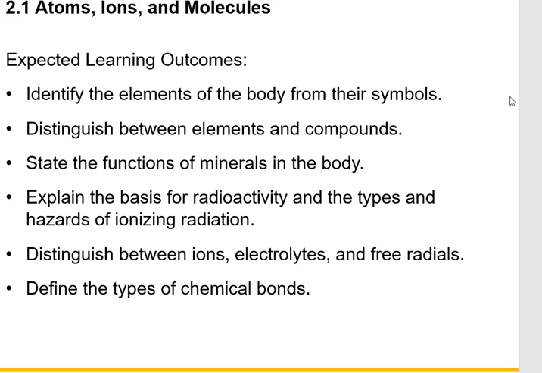When we look at the properties of the various things on the periodic table, some of them are going to be gases, some are going to be metals, and some we're going to call minerals. And we need certain minerals. You need vitamins and minerals in order for your body to function correctly. We're also going to learn about radioactivity and ionizing radiation, ions, electrolytes, free radicals, and different chemical bonds. We're going to talk about at least 3 different types of chemical bonds.